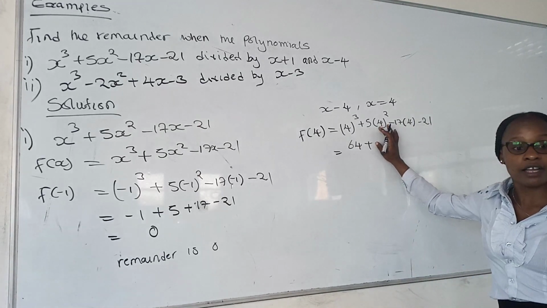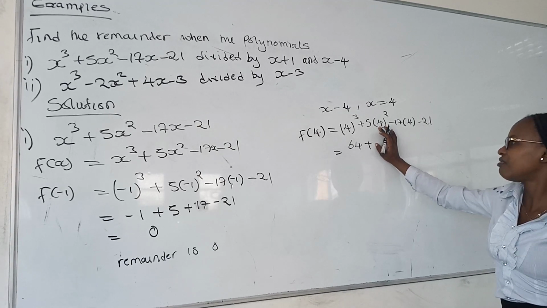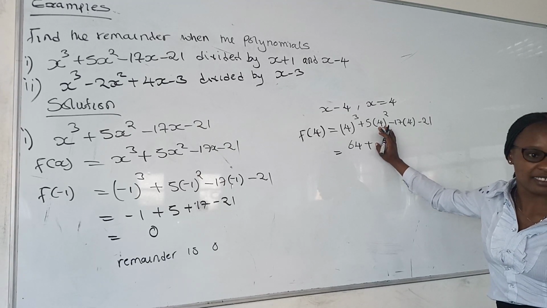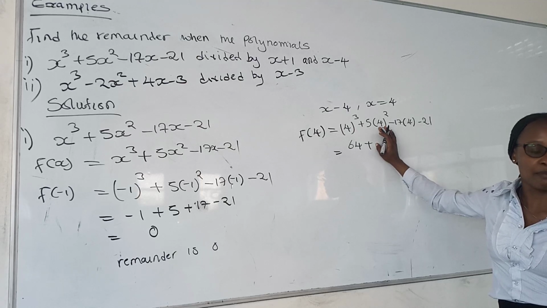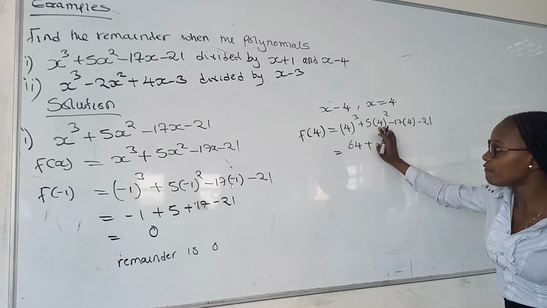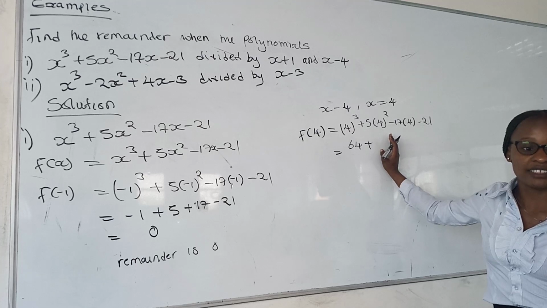4 to the power 2, what does it give us? That is 16. And 16 multiplied by 5 is now going to give us 80.